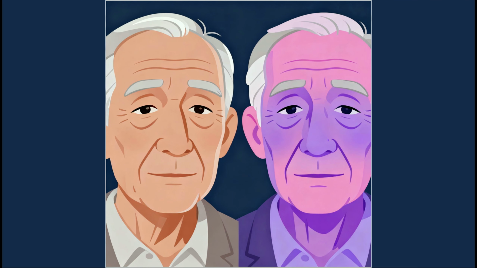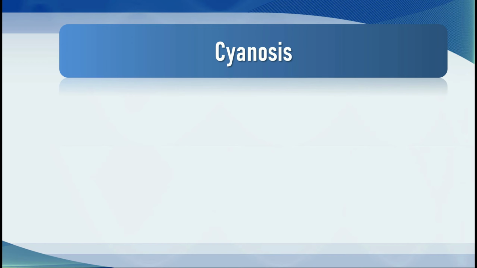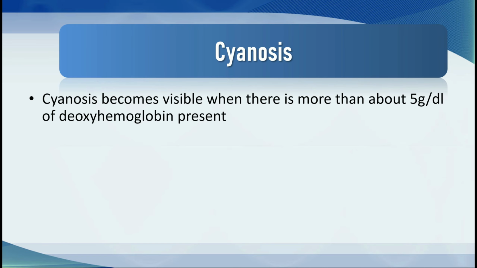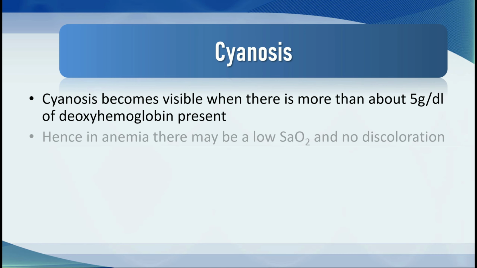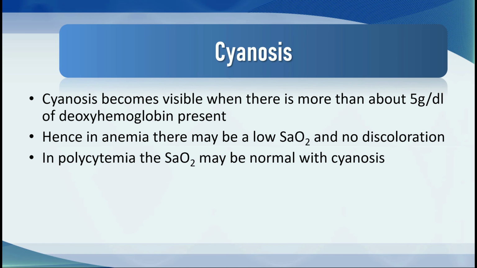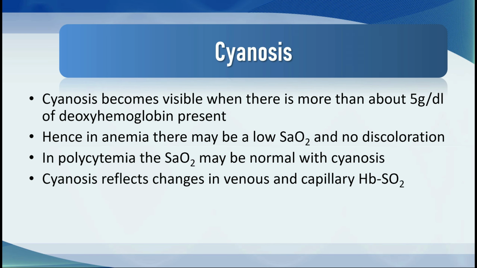Now, anyone who has ever worked in the operating room, the ED, or the ICU has seen a patient go from pink to cyanosed very rapidly. Cyanosis becomes visible when there is more than 5 grams per deciliter of deoxyhemoglobin present. Hence, in anemia, there may be a low SaO2 but no discoloration. In polycythemia, the SaO2 may be normal with cyanosis. Cyanosis reflects changes in venous and capillary oxyhemoglobin saturation.